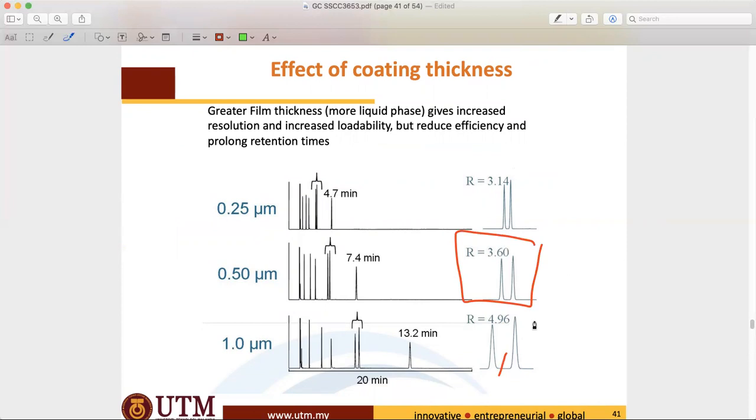It depends on you. It depends on what you think is the best, because some people can accept this, but some people choose this one, and some people want a very broad one because maybe they have a luxury of time. It depends on you, but make sure that your separation is effective and efficient. As it says here, greater film thickness gives increased resolution and increased loadability, but reduces efficiency and prolongs retention times.